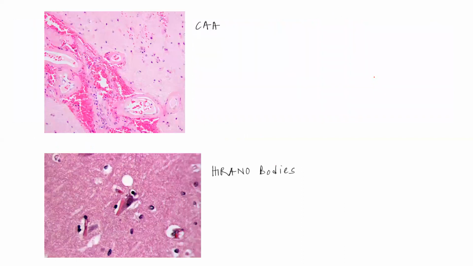Now there are two more points you have to remember. In the blood vessels, you are going to get amyloid angiopathy, known as cerebral amyloid angiopathy. In the blood vessels, you will get a deposition of amyloid. That is known as amyloid angiopathy. And this cerebral amyloid angiopathy can cause intracerebral hemorrhage, especially lobar hemorrhage.